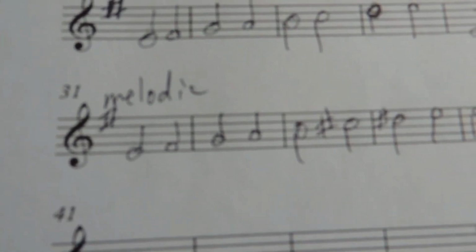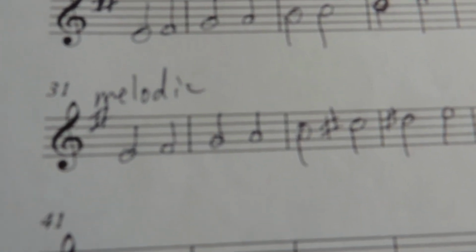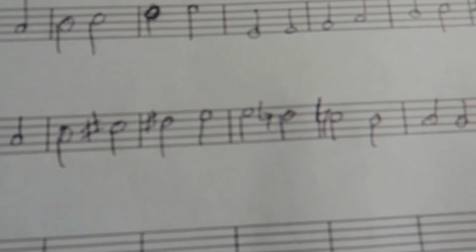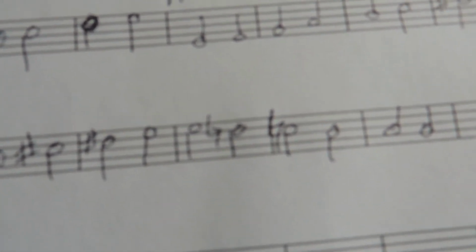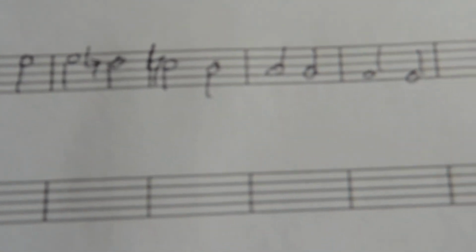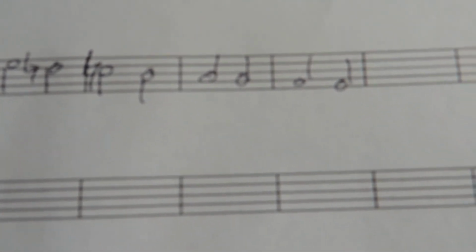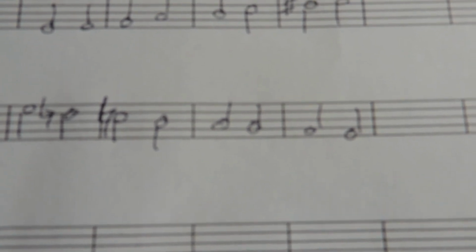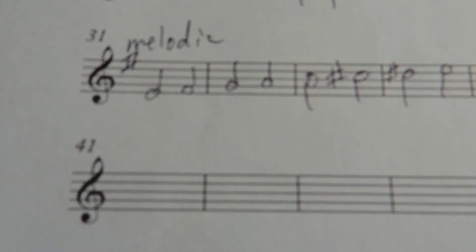Take a look at it again. Melodic minor, E melodic minor, E, F sharp, G, A, B, C sharp, D sharp, E. Coming down, E, D natural, C natural, B, A, G, F sharp. And we don't put a sharp in front of that F because that sharp is already in the key signature right there.